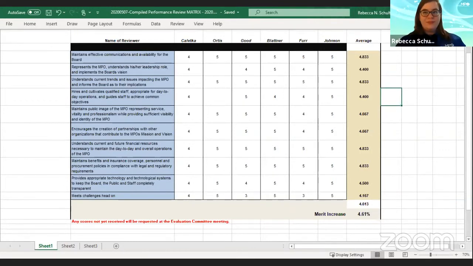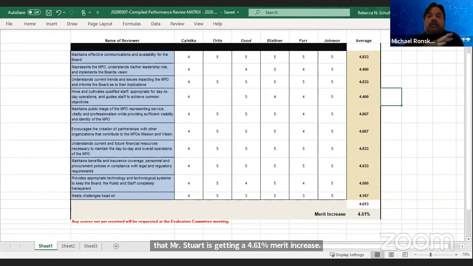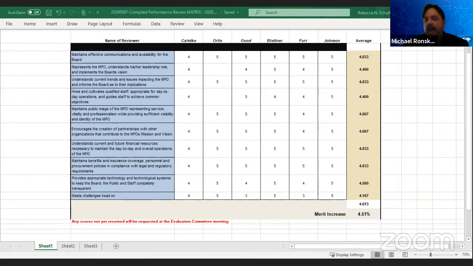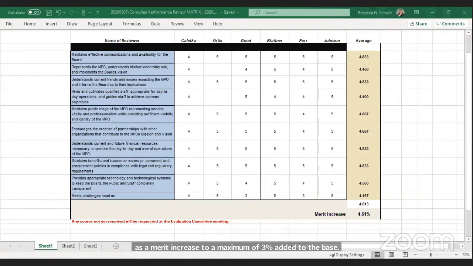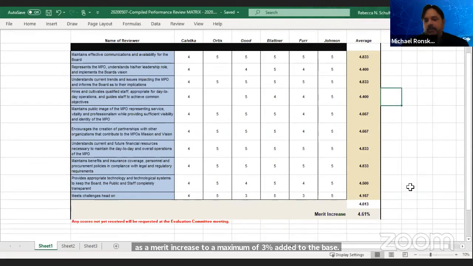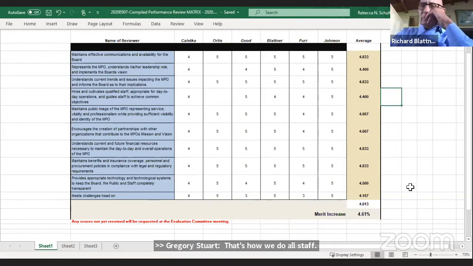Second Vice Chair, if I may add, you're correct on that. It's supposed to be consistent with what the rest of MPO staff receives during this fiscal year. The way it is right now, it's done as a merit increase to a maximum of 3% added to the base. The balance then is a one-time bonus. So you are correct. It probably should reflect that in this case, given the 4.61, it would be 3% and then 1.61 as a one-time bonus. And that's how we do all staff. Okay, so you do get more than the 3%.